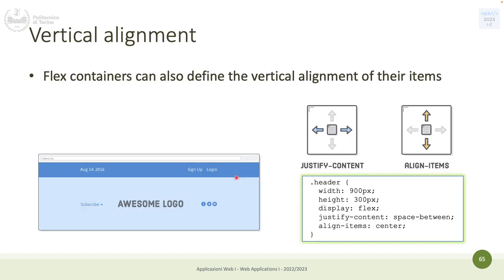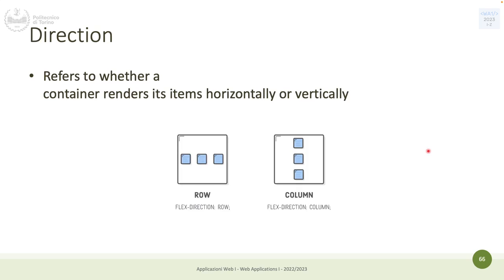Same thing for vertical alignment. So you can align vertically in addition to horizontally. Justify content will put things horizontally. Align items will define it vertically in the page and has the same properties, start and center, like justify content. And you can also define a direction.